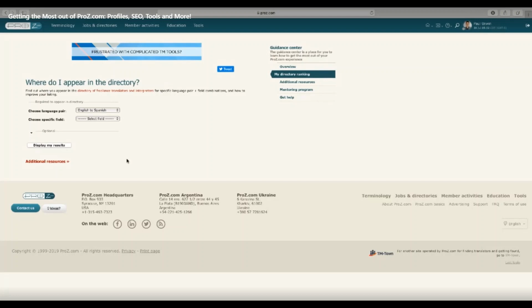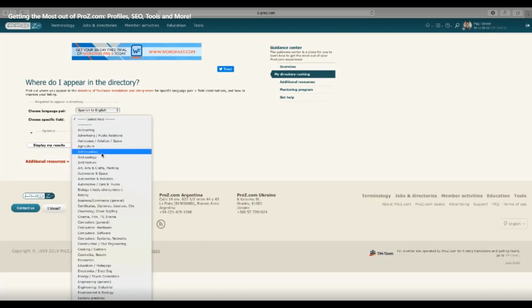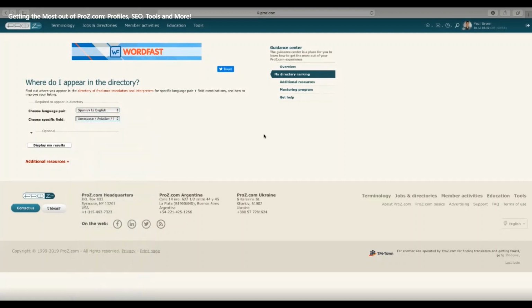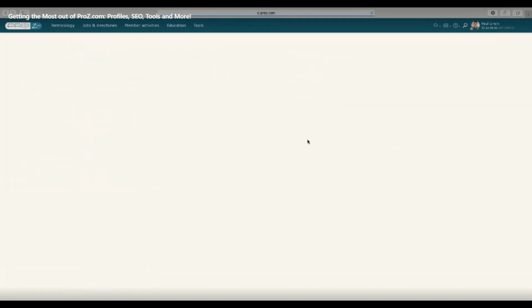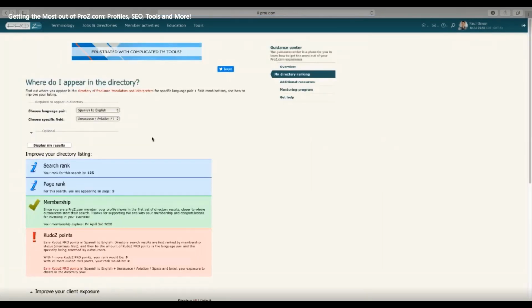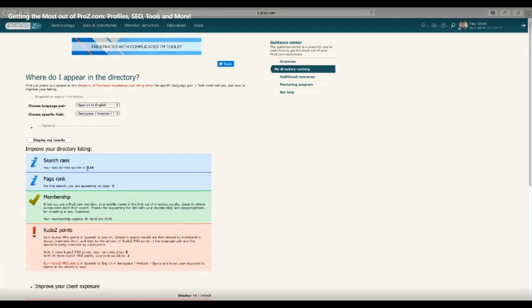Right, well, back to this directory listing. Let's have a look at where I appear in the directory, just as an example. Let's go from English to Spanish. Let's go from Spanish to English, and let's choose a specific field. Let's go with aerospace, and then display my results. So this is coming up, and I am appearing at number 125 in the directory listing.